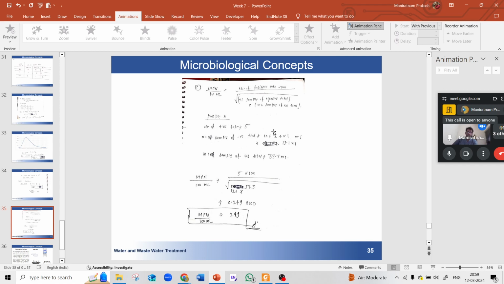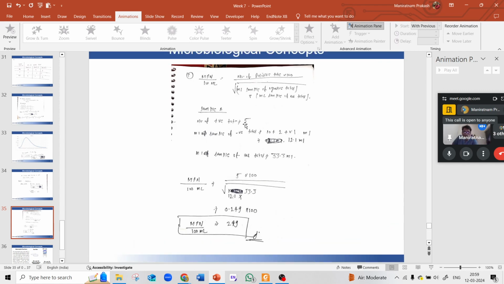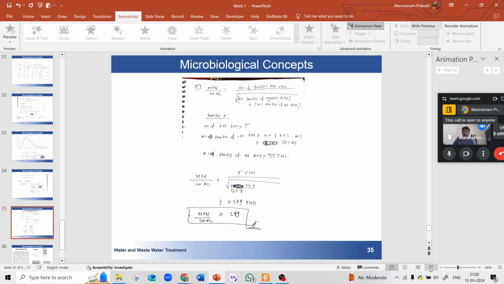Actually, the mistake which I have made is that I have taken 5 tubes here, but I have to take only 3 tubes. I might have calculated in a wrong way. But I hope you have got the idea of how this MPN is calculated.